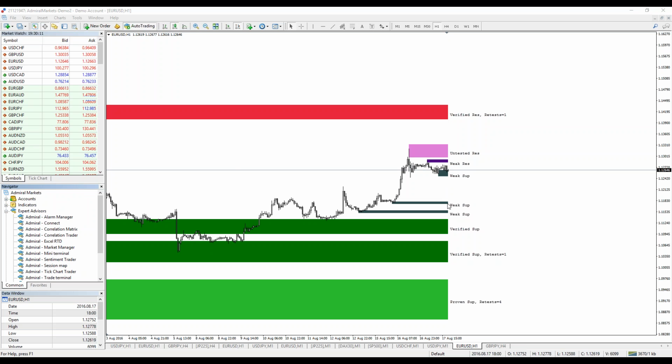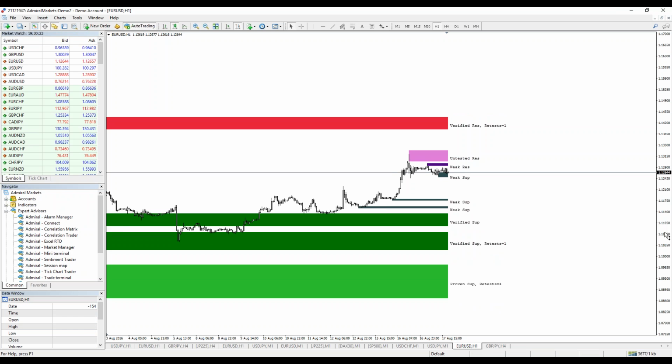See? Weak support, weak support, verified support. This is a one-time retest, and here, guys, 4 retests. It's proven support. So when you see 4 retests, you can say that this support really held. It might hold a couple more times, and then it should break.